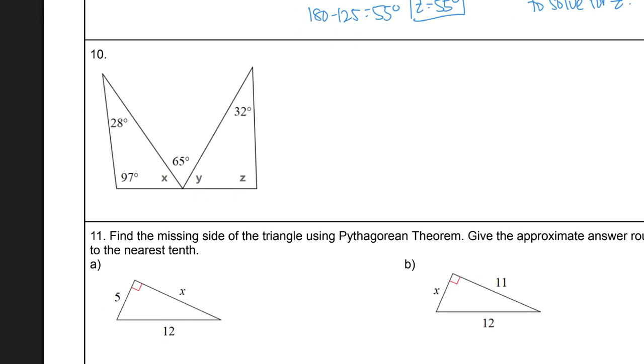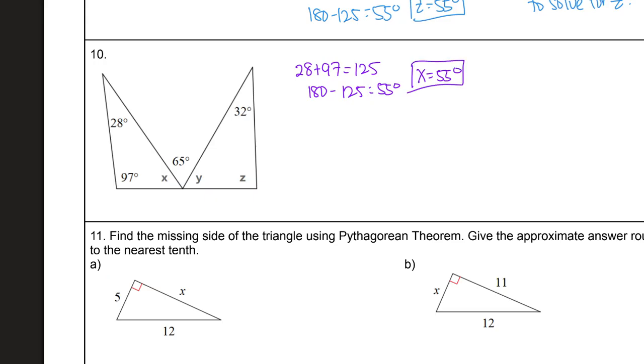All right, let's look at number 10. So kind of the same idea here. First, we need to solve for x, because we can't solve for y or z since we only know one angle in this triangle. However, I know two angles here. And if I know two angles, we can add them together. So 28 plus 97, which is 125, and subtract from 180. So that means x is 55 degrees.